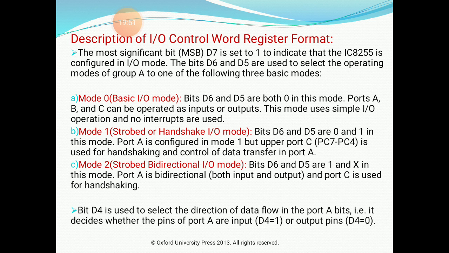Next, mode 2 operation, also called strobed bidirectional IO mode of operation. To select this operation, bits D6 and D5 are both 1x, where x represents 0 or 1. In this mode, port A is operated in bidirectional mode, either input or output, and port C lines are used for handshaking. Bit D4 is used to select the direction of data flow in port A. If this bit equals 1, port A is used as an input port. If this bit equals 0, port A is used as an output port.